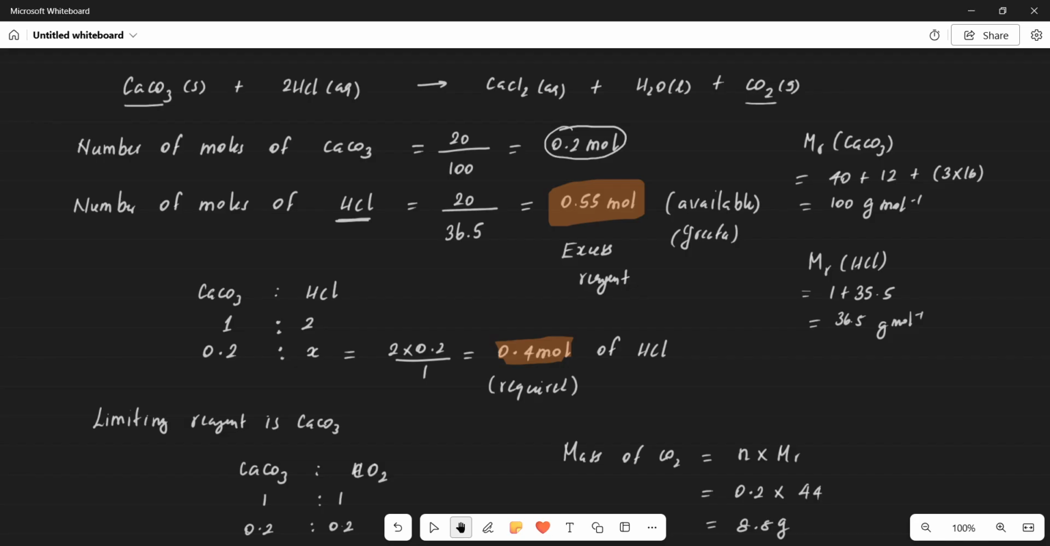So I hope you understood how to find out the limiting reagent, and using that limiting reagent how to find out the mass of a product formed. I hope these two help you to understand the calculation of mass of the product formed and determine the limiting reagent.